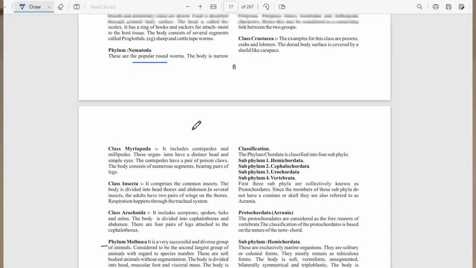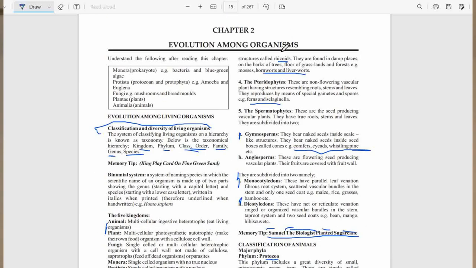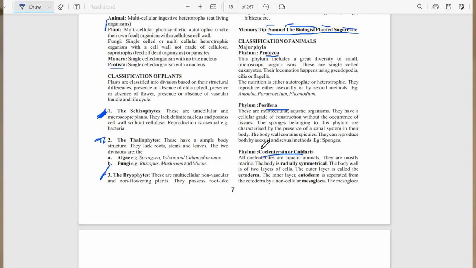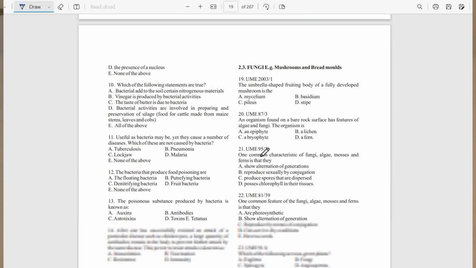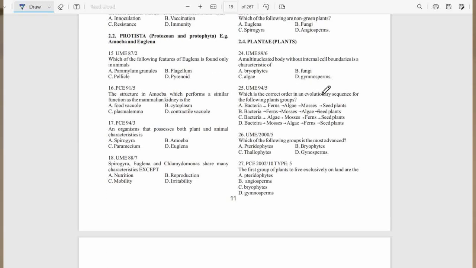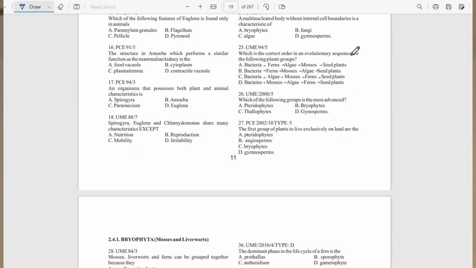Now, because the topic says evolution among organisms, what is very key here is for you to be able to stratify these levels from the simplest to the most complex, and from the most complex to the simplest. In that order, you could have questions such as this good question from 1994. Which is the correct order of an evolutionary sequence for the following plant group? You know that the simplest level is the bacteria, which is the schizophyte. Sorry.